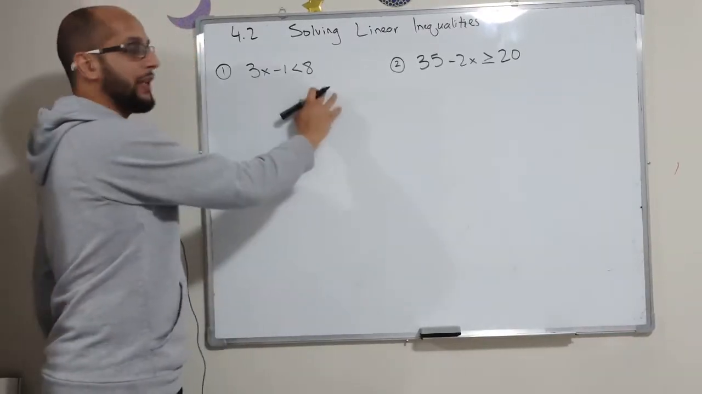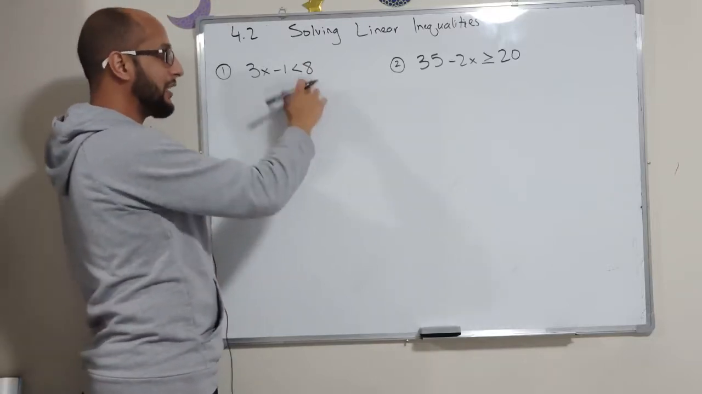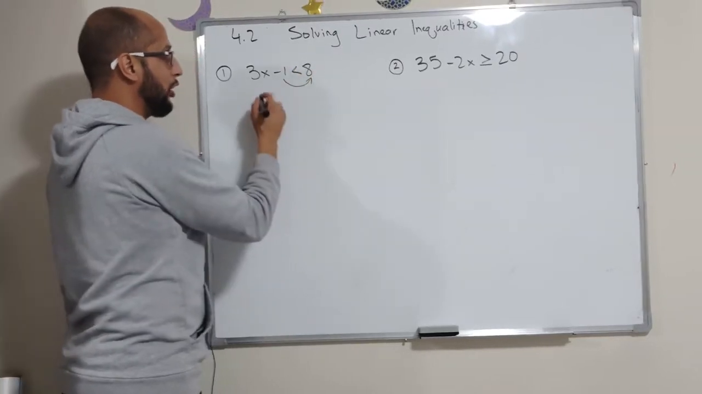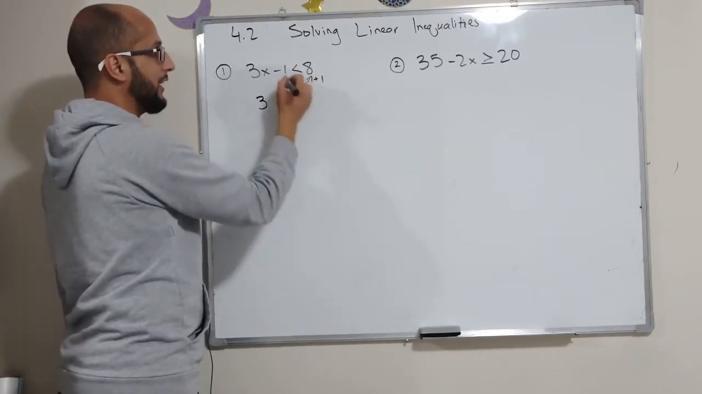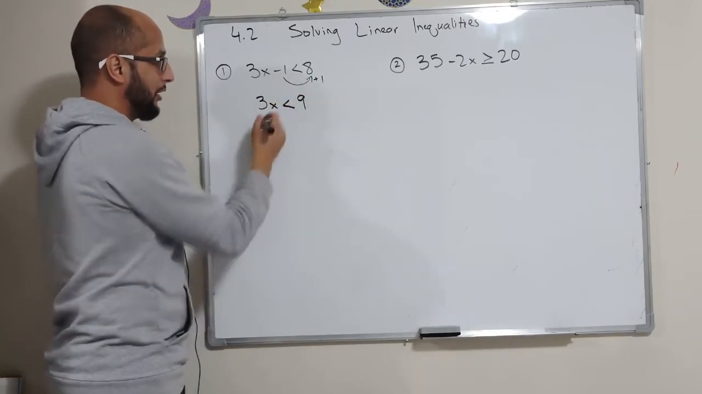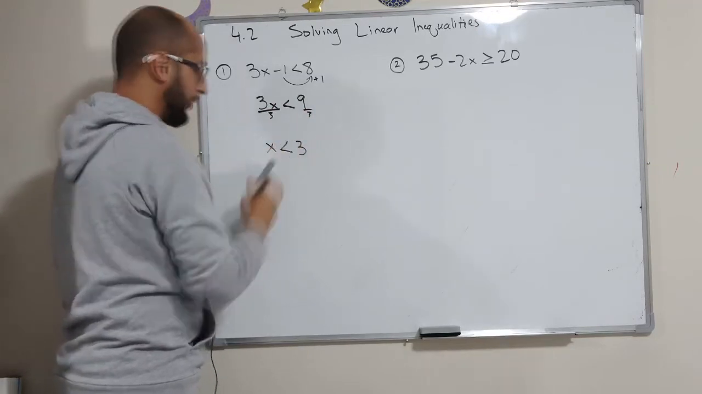So let's go through and see how we would apply that here. 3x minus 1 is less than 8. In terms of our process, it would be the same as if it was an equation. We'll take 1 to the other side and add it because it's subtracting on this side. So 3x is less than 9. Then divide by 3 on both sides. So x is less than 3.